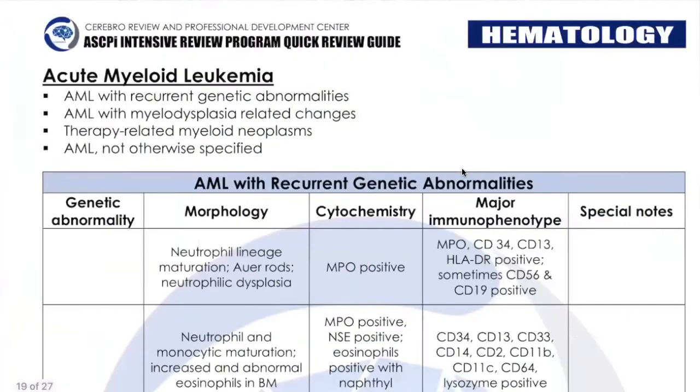So let us now proceed to acute myeloid leukemia. The WHO has classified this into 4: AML with recurrent genetic abnormalities, AML with myelodysplasia related changes, therapy related myeloid neoplasms, and AML not otherwise specified. Dito in-include ko, guys, yung dalawa lang, yung AML with recurrent genetic abnormalities and AML not otherwise specified, kasi when I was reviewing this, na-notice ko na nandito yung bulk of the questions whenever they are asking about leukemia.